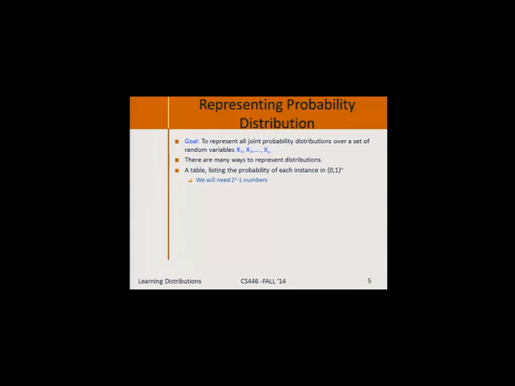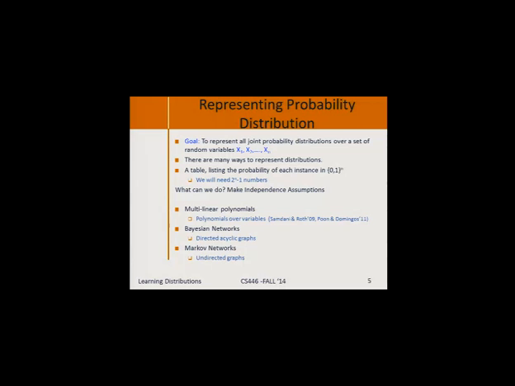But I can do other things, right? So there are many other representations. But if I want to come up with a representation that does not require me to write 2 to the n minus 1 numbers, we'll have to make an assumption, or many assumptions, right? Because the general probability distribution is going to require 2 to the n minus 1 numbers. So we're going to make assumptions. But given these assumptions, we can do a lot of stuff.